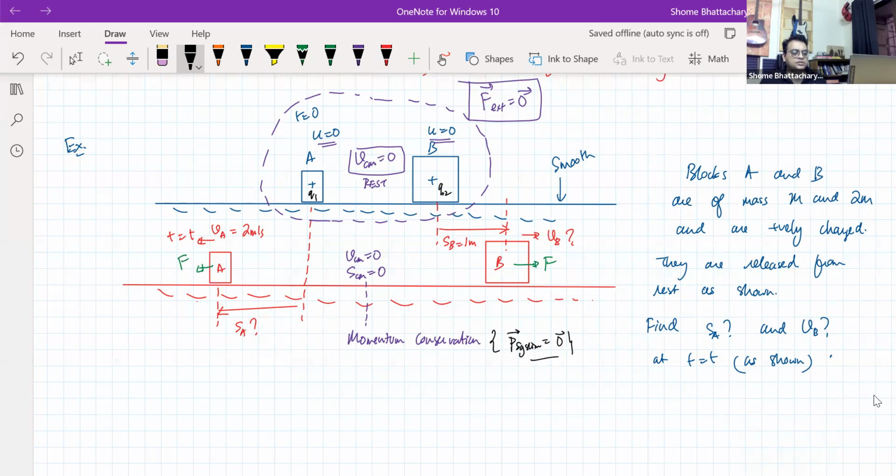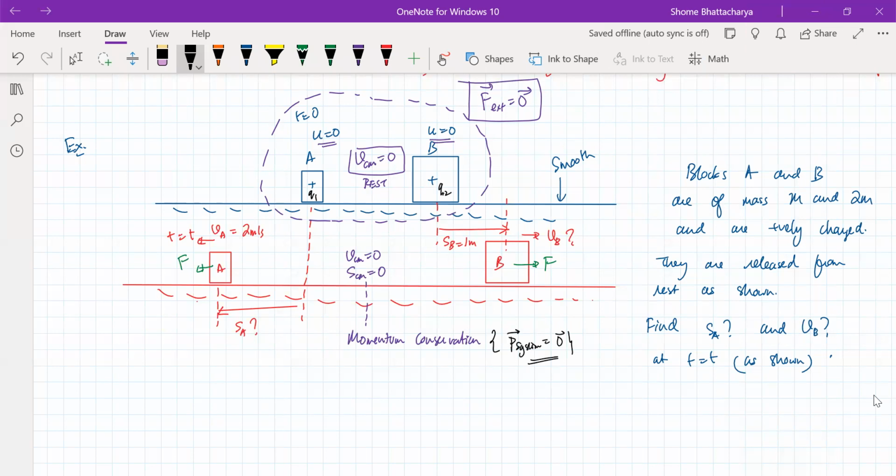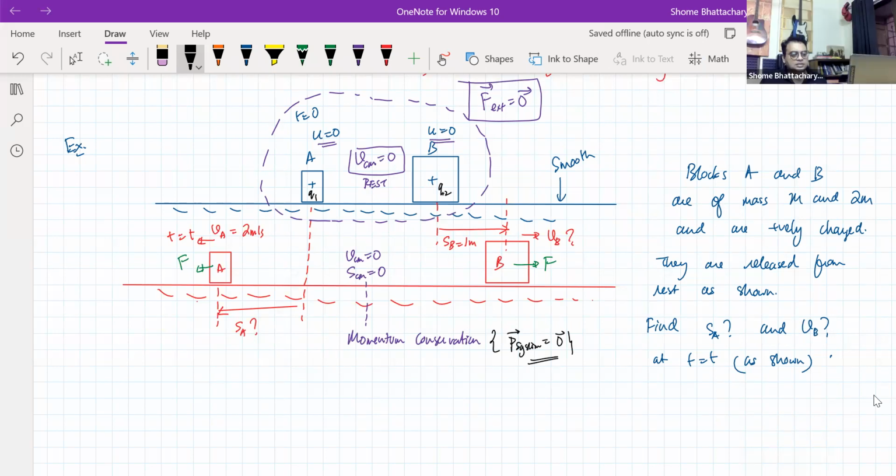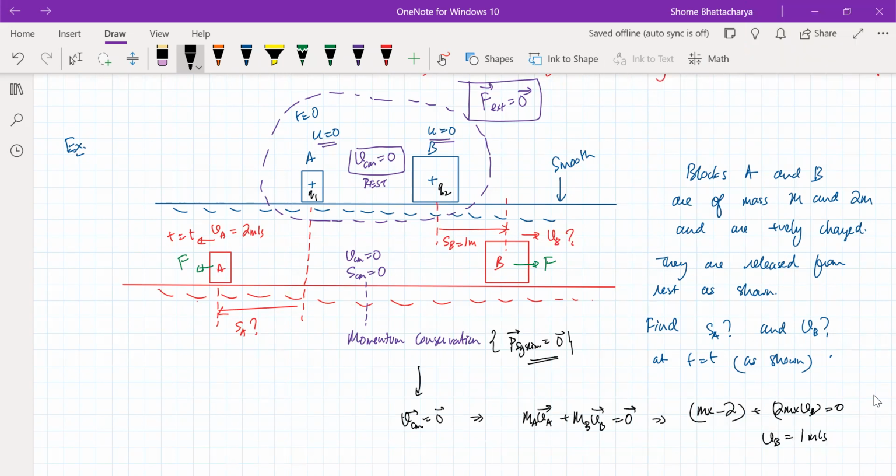And how much is the momentum? It's 0. So it will remain 0 forever. So if momentum is conserved, the velocity of center of mass is 0. That means as a vector equation, mass of A into velocity of A plus mass of B into velocity of B should be 0. As a scalar, we'll have m into minus 2 for A plus 2m, the mass of B, into VB, which we don't know, equal to 0. So VB is equal to 1 meter per second in the positive direction. So it's plus 1 meter per second.